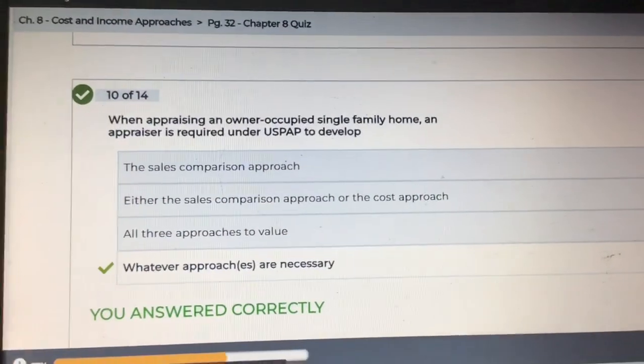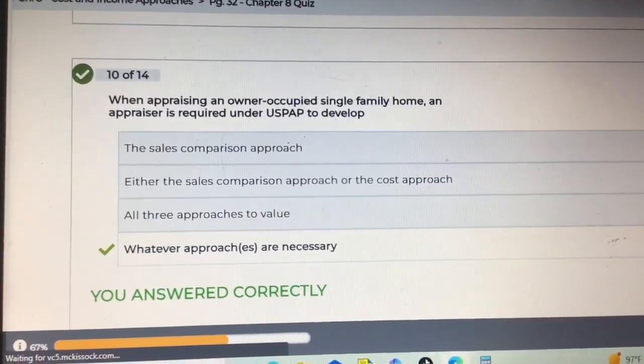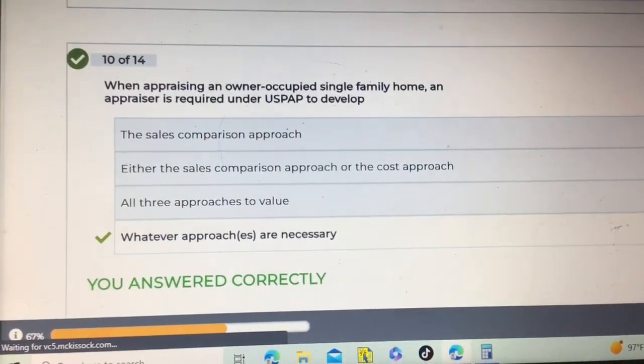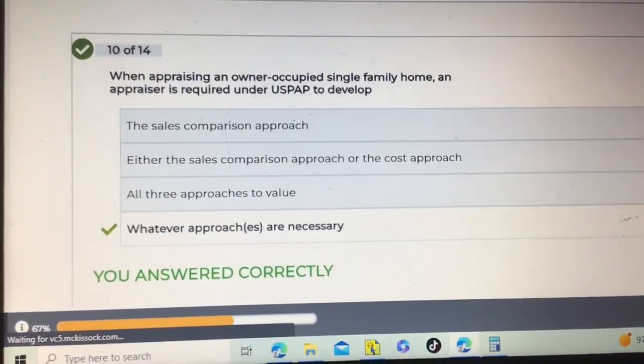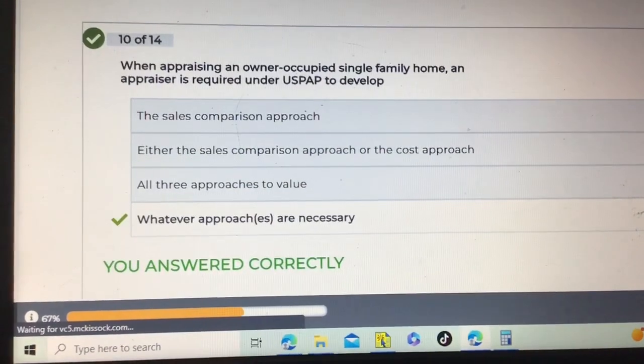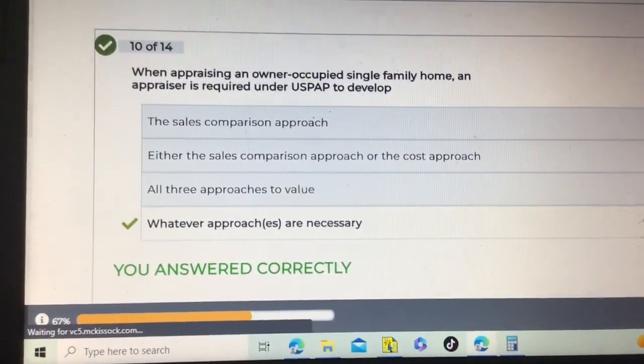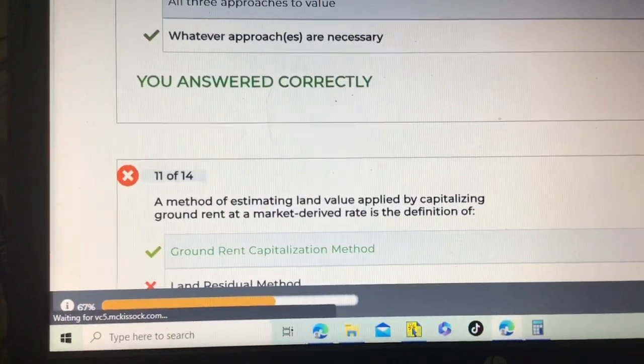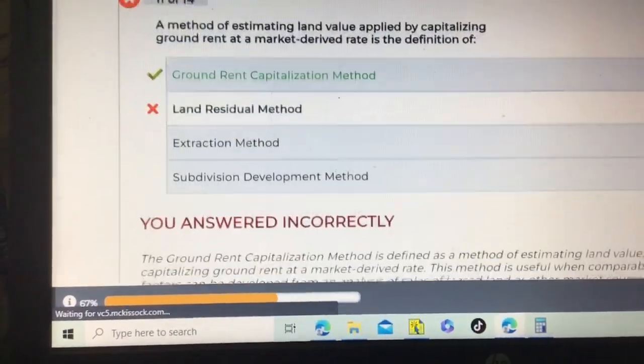Number 10. When appraising an owner-occupied single-family home, an appraiser is required under USPAP to develop, you said, and you got this one right. Remember, it's crazy. Whatever approaches are necessary. And that was correct. So try to remember the takeaway is USPAP has crazy rules. Whatever approaches are necessary to get you the correct answer.